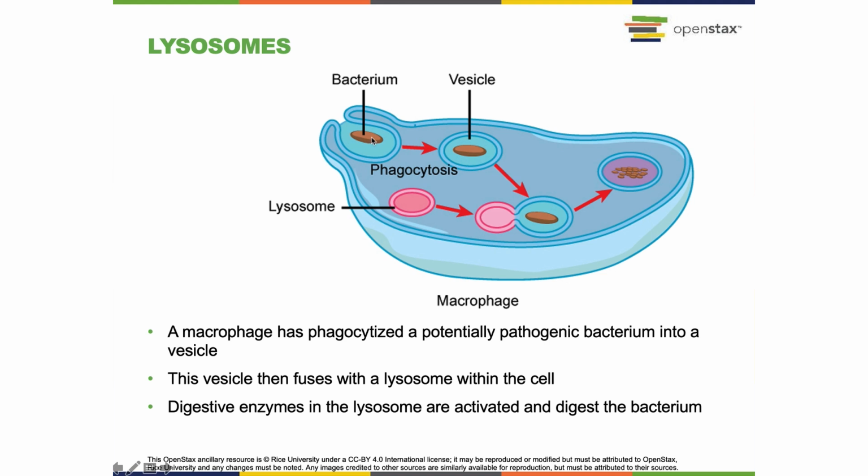And it doesn't have to just be something that has been ingested by the cell. This is how we get rid of extra organelles or used organelles or damaged organelles. We take and package them in a vacuole, and then we fuse it to a lysosome, and we break them down and recycle them.